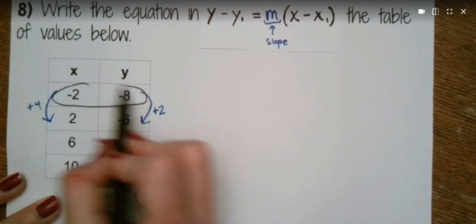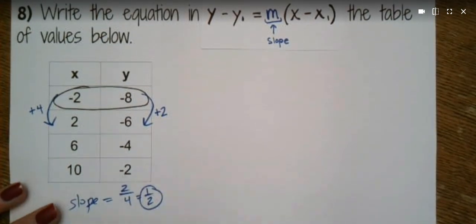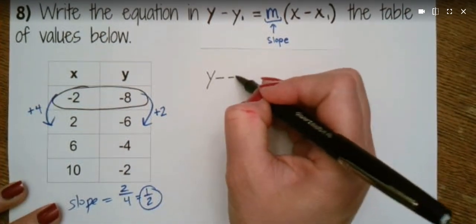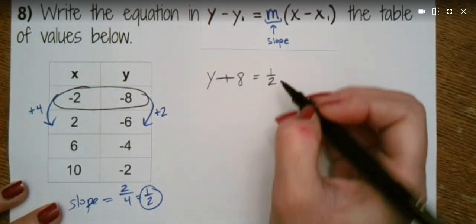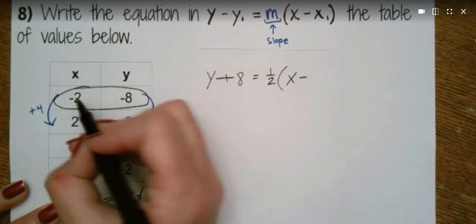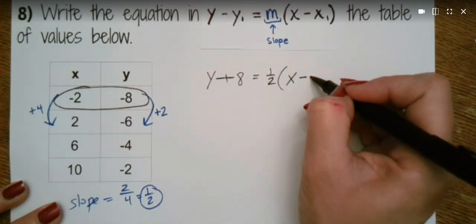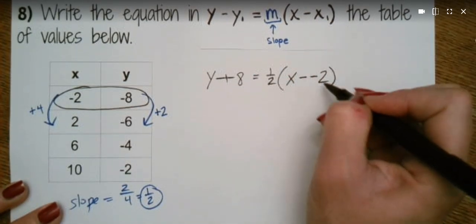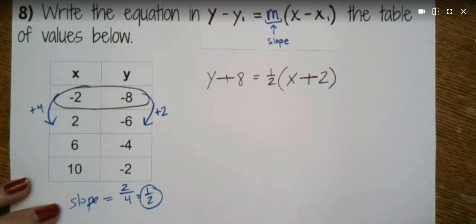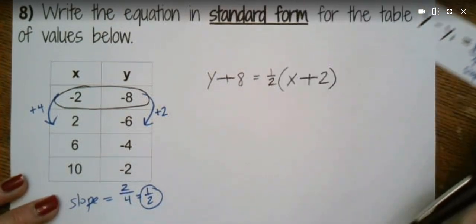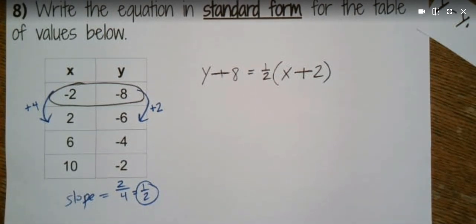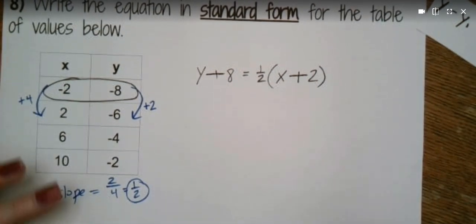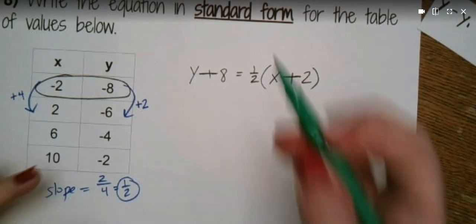Let's just use the first point in the table. And I'm going to go y minus the y coordinate, which is -8. That changes to plus, equals the slope, 1/2. And then x minus the x coordinate, which is -2. And of course, that changes to plus as well. Okay, so I've got it in point slope form. We'll just move that guy aside. Now I can convert it to standard. Okay, I have no multiple choices here, so we're completely on our own. But we can do it.